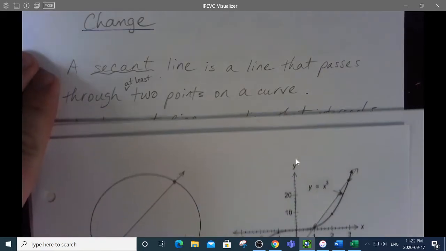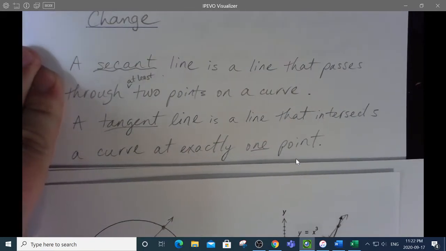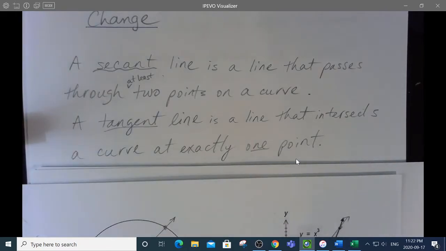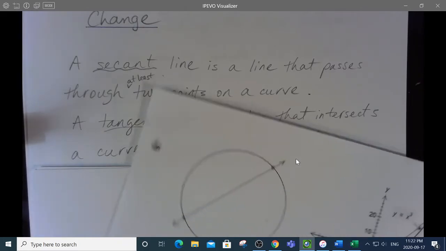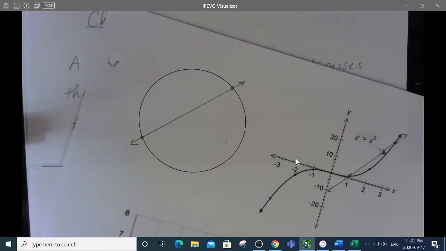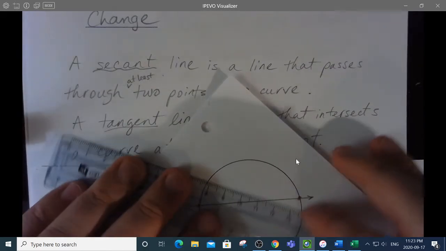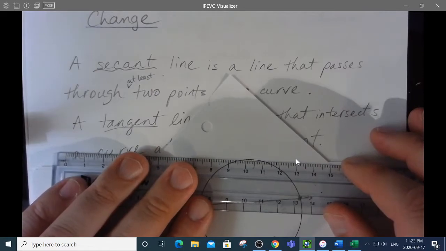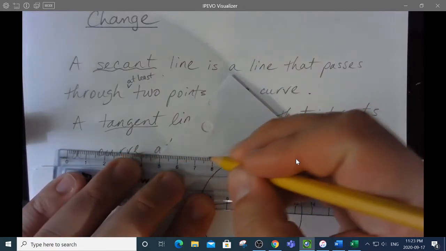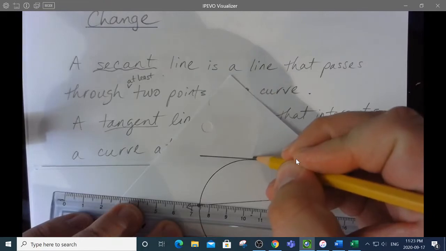Next, a tangent line is a line that intersects a curve at exactly 1 point. So back to my circle, a tangent line would be a line that exactly touches a circle only once. And this is actually kind of hard to draw accurately, but something like that, where it just touches it right there.